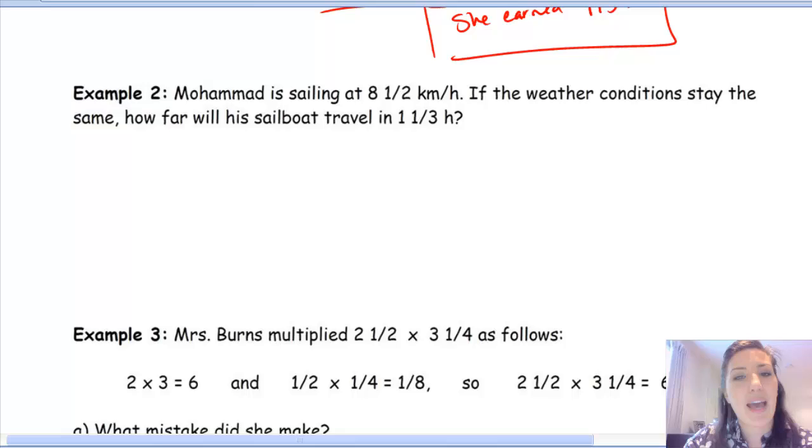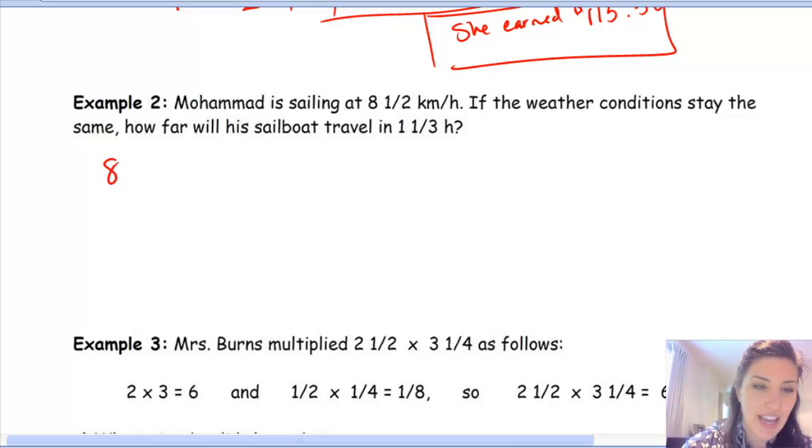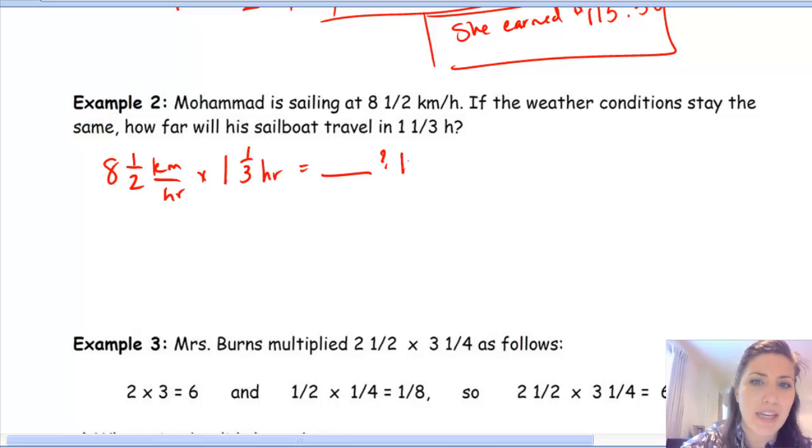Our next example, Muhammad is sailing at 8.5 kilometers an hour. If the weather conditions stay the same, how far will his sailboat travel in 1 1/3 hours? So we know that Muhammad is traveling at 8.5 kilometers per hour times 1 1/3 hours. We want to know how many kilometers. So we can say 8.5 as an improper fraction would be 2 times 8 is 16 plus 1 is 17. Keep the same denominator. 1 times 3 is 3 plus the numerator is 4.